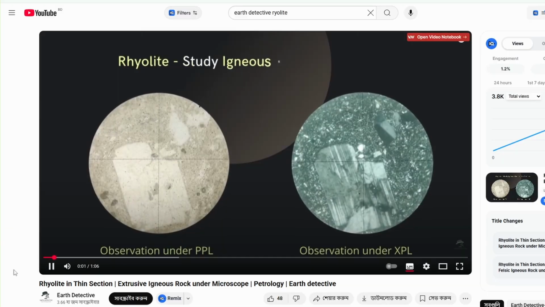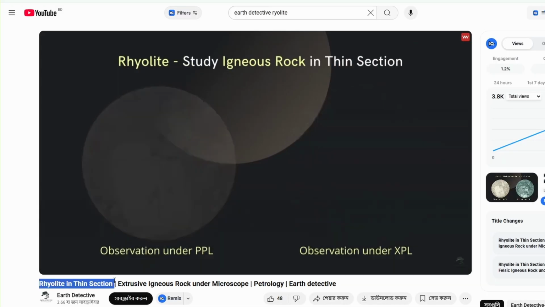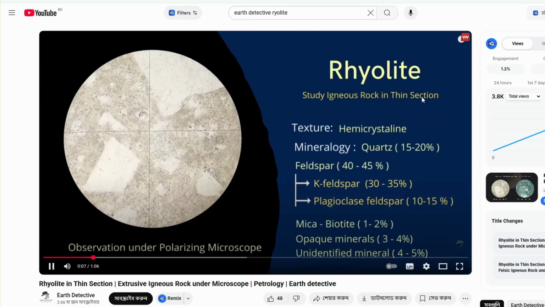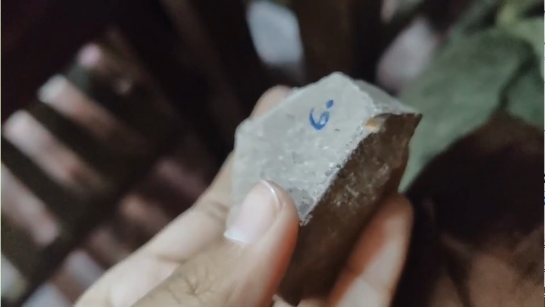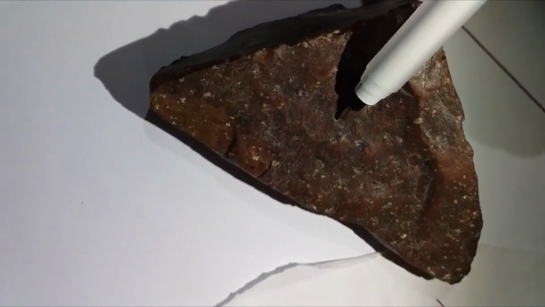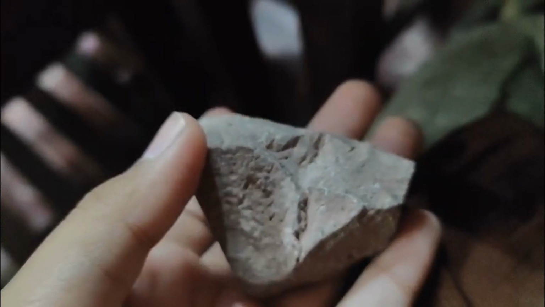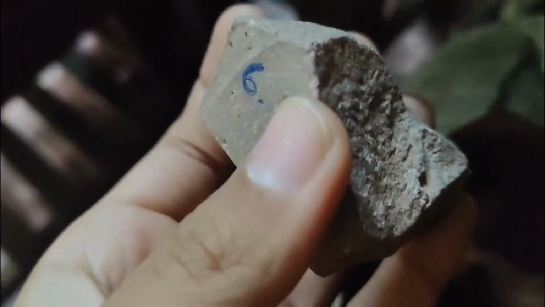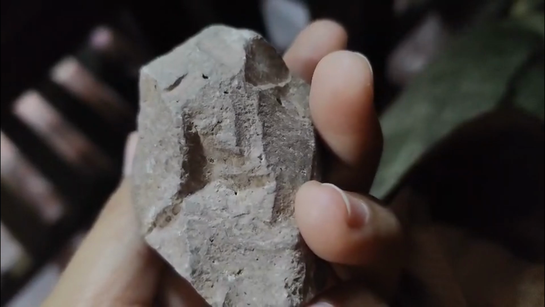In our previous video, we studied this rock under the microscope using thin sections. Now we will look at its hand specimen to observe the features we can see without magnification. This rhyolite rock is composed of quartz, which can be identified by its colorless appearance, vitreous luster and absence of cleavage, and the rest of the constituent minerals are microcrystalline, which cannot be identified in hand specimen.